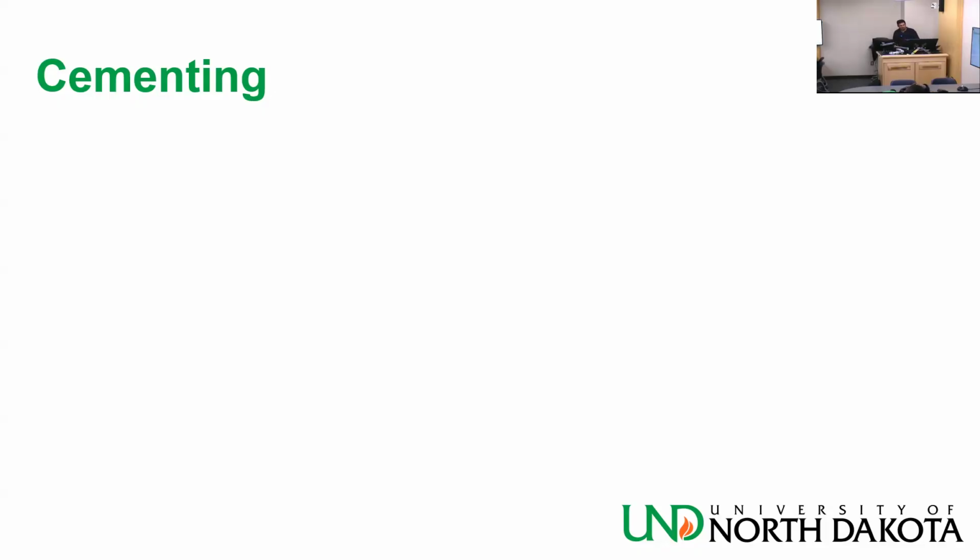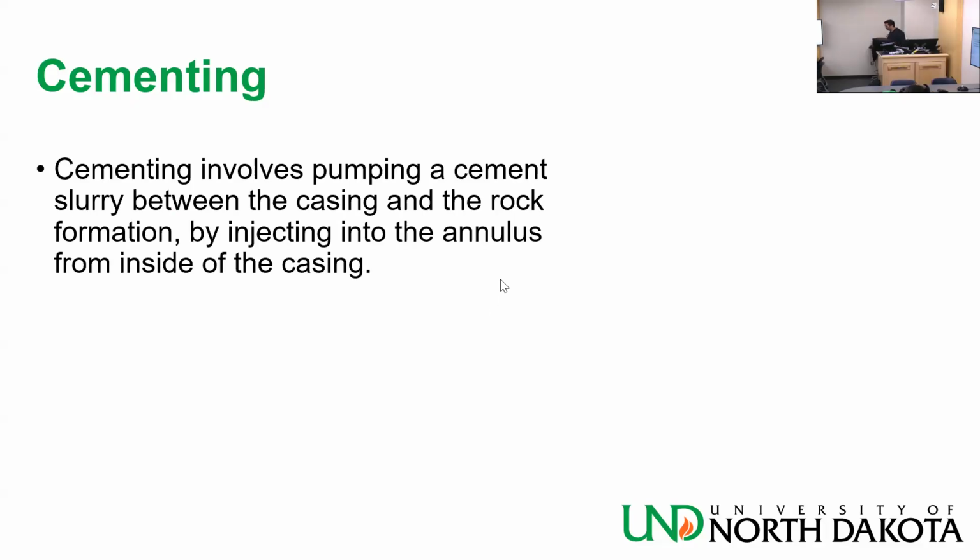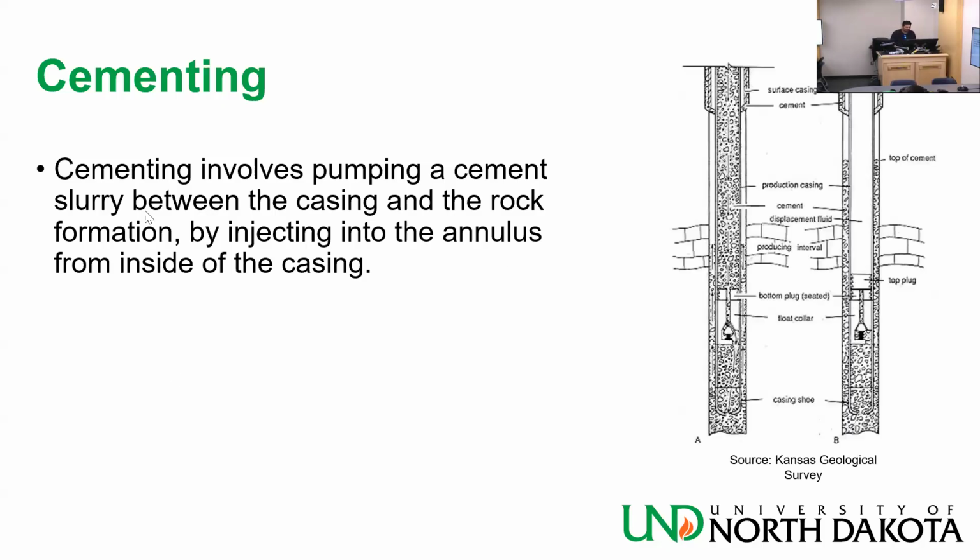So cementing, that's what happens after we run casing. And we spent a module on cementing in the previous class. There is a lot of process that goes through cementing, and some people are spending their careers doing cementing in the oil field. Cementing involves pumping a cement slurry between the casing and the rock formation by injecting into the annulus from inside the casing. And there is a big process and several pieces of equipment involved in that.